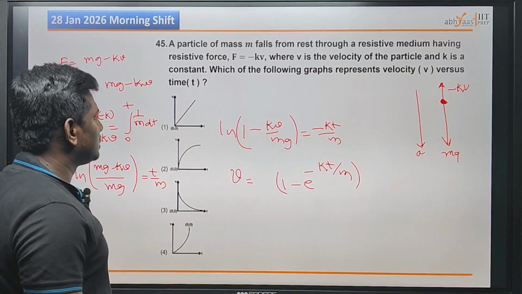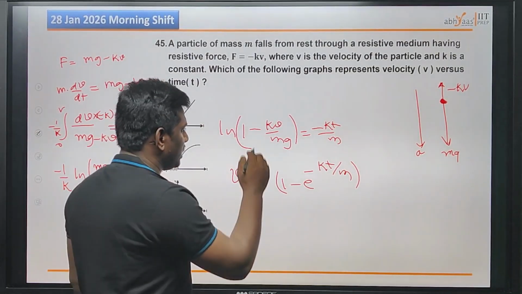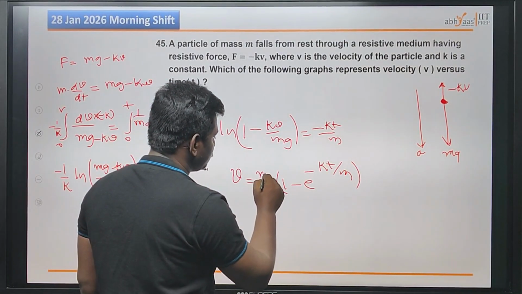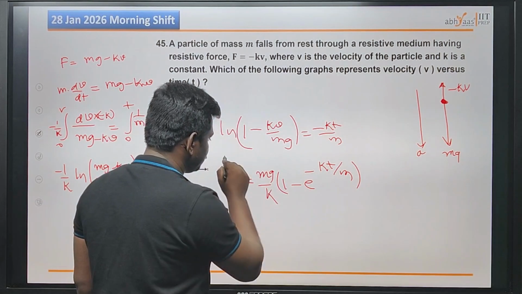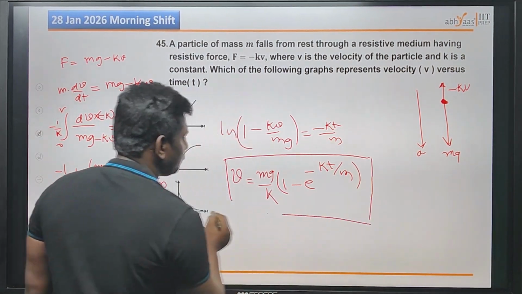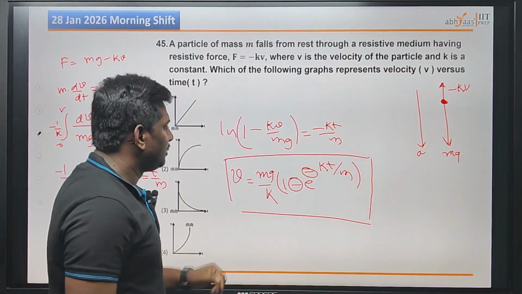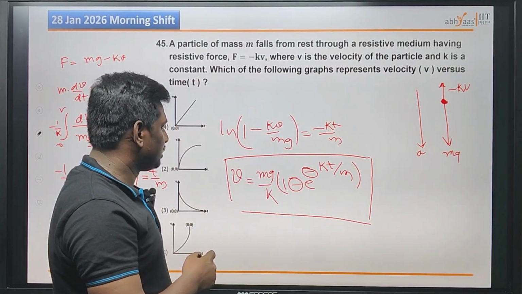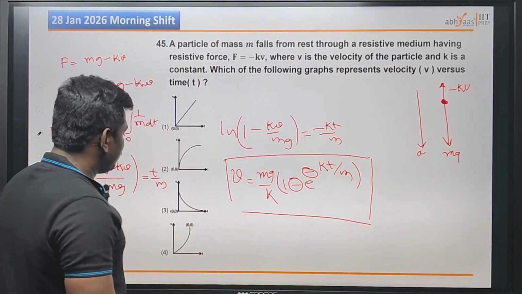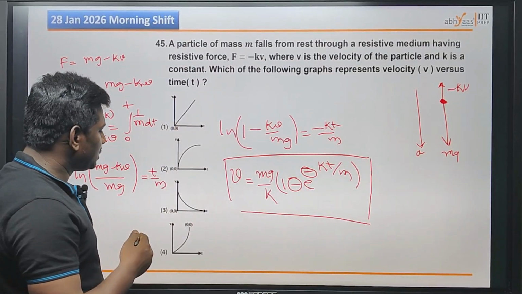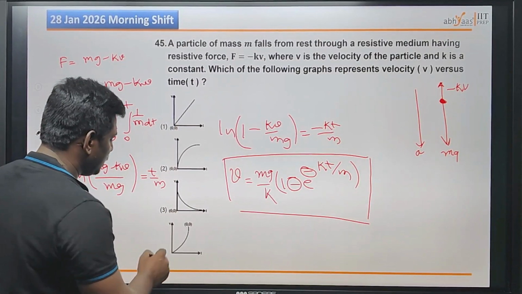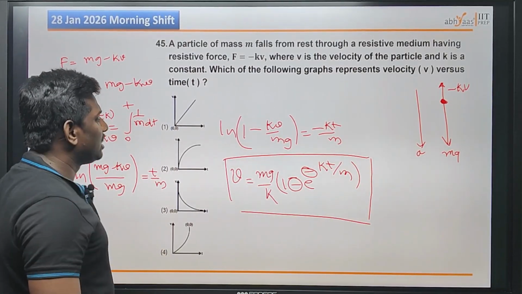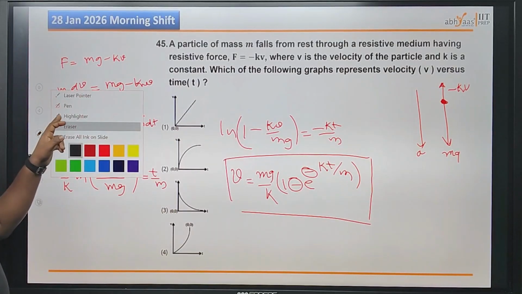Next, 1 minus e to the power minus kt by m, into mg by k. This is our velocity equation. With these two negatives, you will get a decreasing exponential. So velocity is increasing exponentially toward a limit. So next, option 4 is your answer.